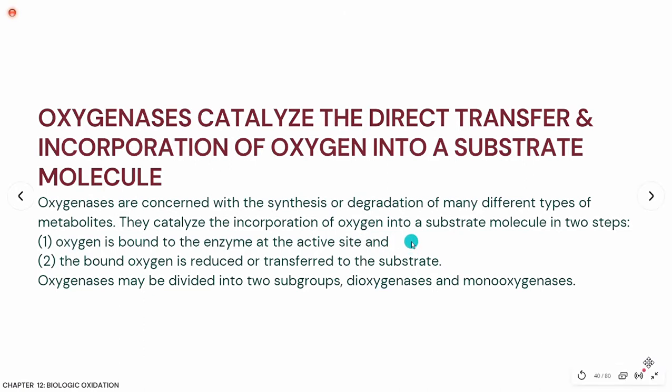to form what you call your ES complex, enzyme substrate complex. Because no reaction will happen unless the substrate is bound to the enzyme, the ES complex. So just think that its active site is the catalytic site. The bound oxygen is reduced or transferred to the substrate. Oxygenases have two subgroups, dioxygenases and monooxygenases. Dioxygenases, two atoms or a molecule of oxygen is added to the substrate. Monooxygenases, it is half molecule or one atom of oxygen is added to the substrate.